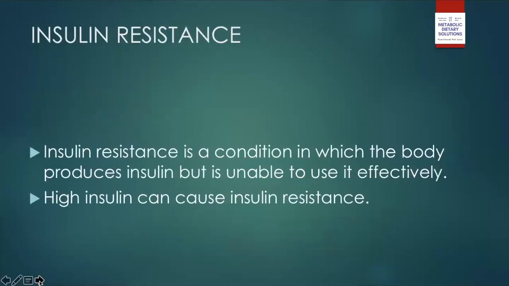So when someone develops insulin resistance, it is a condition in which the body produces insulin but is unable to use it effectively. And the other interesting factor is high insulin can itself cause insulin resistance. However, I'm trying to simplify insulin a lot because it is complex, and even I am just barely getting my head around all of that.